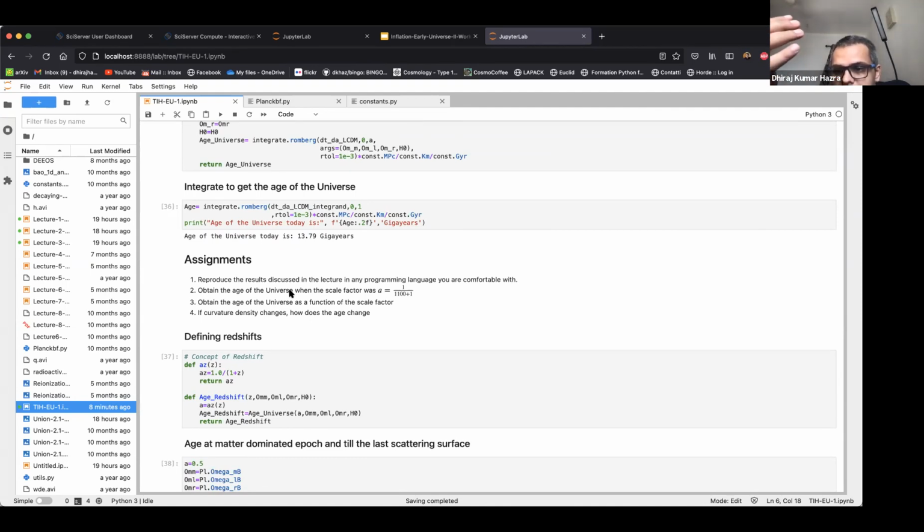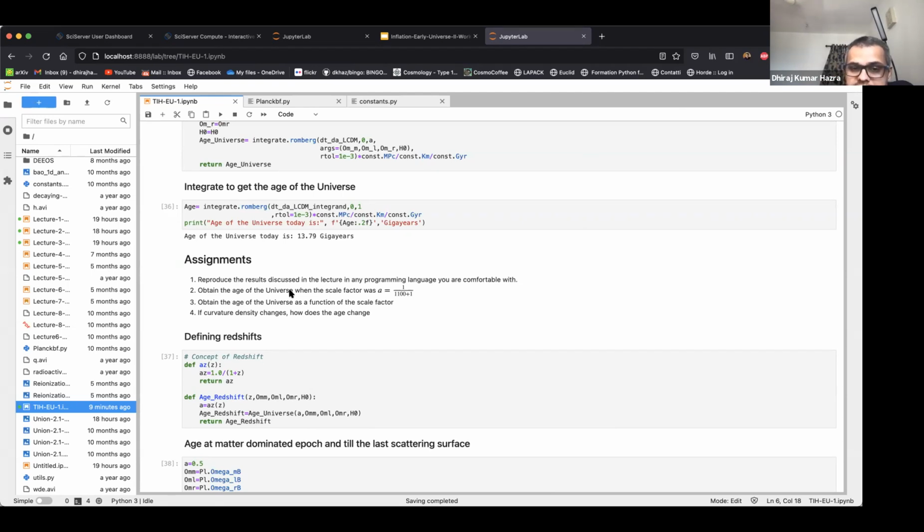If somebody, it is working fine in local Jupyter server. Okay, so you can reproduce these results in any programming language you are familiar or comfortable with, let's say MATLAB, Mathematica, Fortran, etc. You can just use that. Okay, and obtain the age of the universe when the scale factor was a equal to 1/(1100+1). That means 1/(1+z), where z equals 1100.